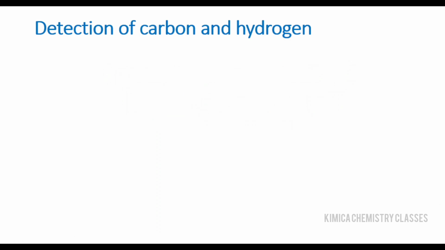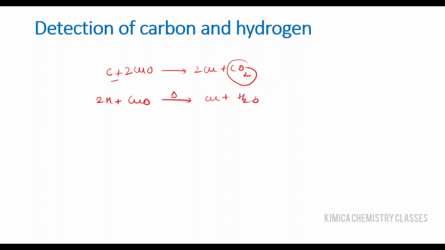Carbon and hydrogen are detected by heating the compound with copper oxide. So carbon is converted into carbon dioxide and hydrogen into water. The compound is heated with dry cupric oxide in a hard glass tube, and carbon is converted into carbon dioxide and hydrogen into water.